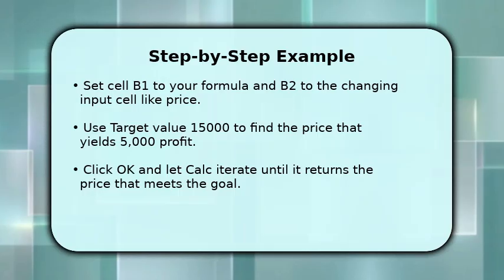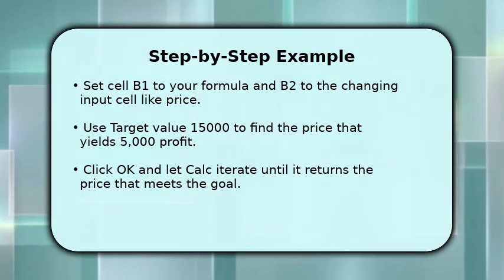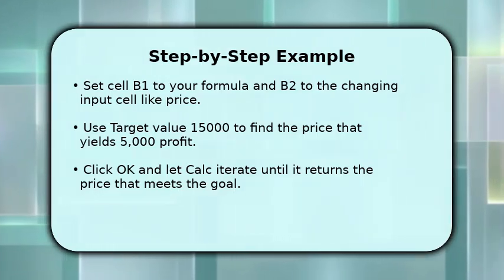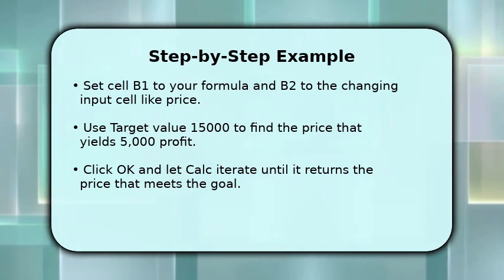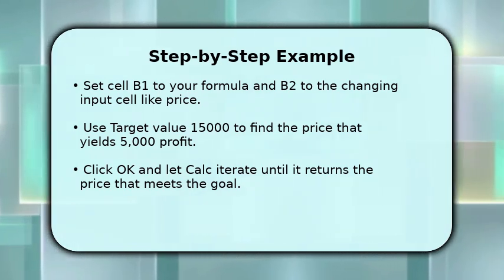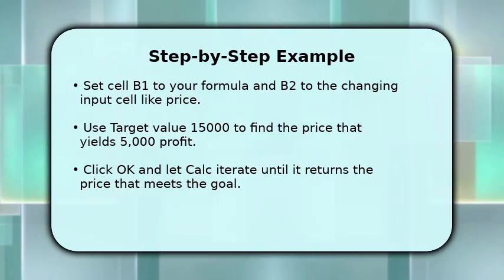Click OK and allow Calc to iterate through values until it converges on a price that makes B1 equal 15,000. The dialog will show the found value and update the spreadsheet accordingly.